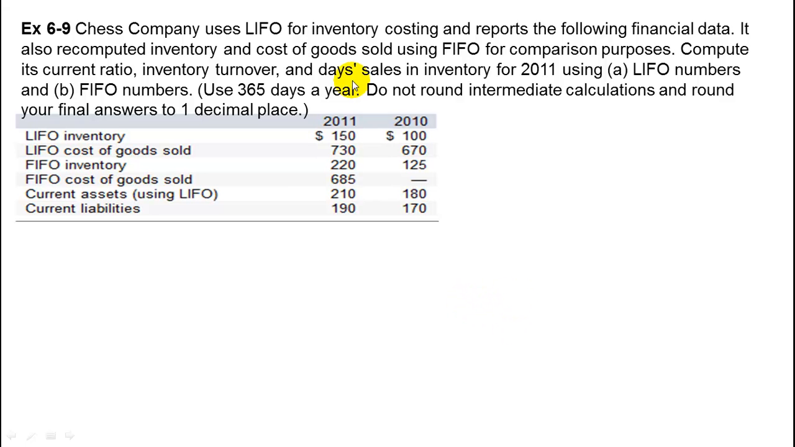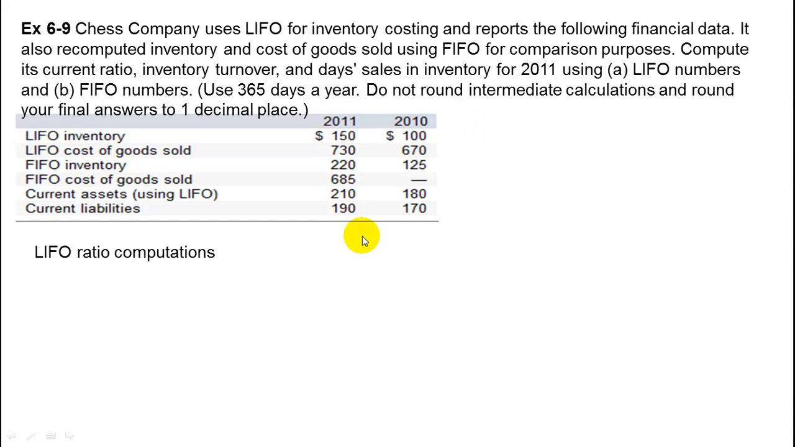Chess Company uses LIFO for inventory costing and reports the following financial data. It also recomputed inventory and cost of goods sold using FIFO for comparison purposes. Compute its current ratio, inventory turnover, and days sales in inventory for 2011 using LIFO numbers for Part A and FIFO numbers for Part B. Using 365 days a year, do not round intermediate calculations and round your final answer to one decimal place.